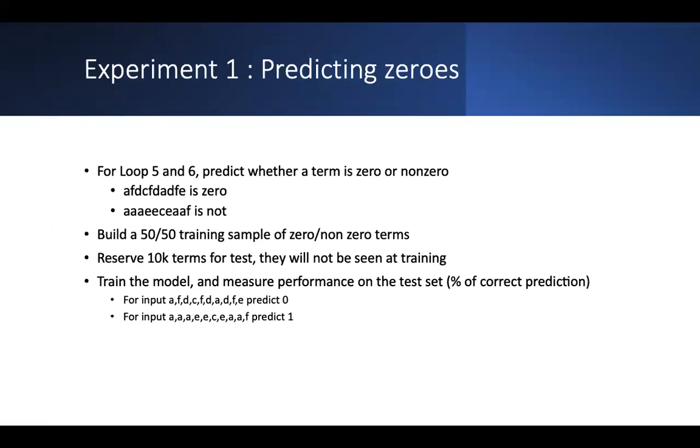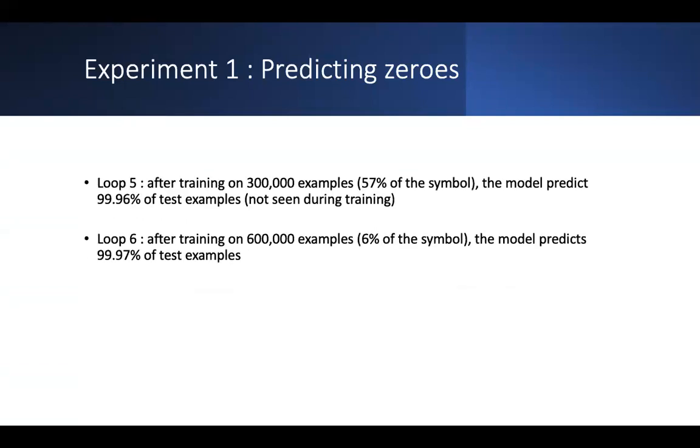So the idea is that I build 50-50 training samples of 0 and non-zero. I keep a couple of terms, just for testing, that the model will not have seen at training, and I train my model to predict zeros and ones. Does it work? And actually, it worked very well.